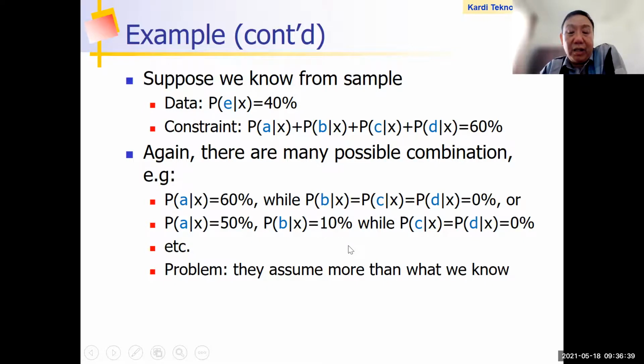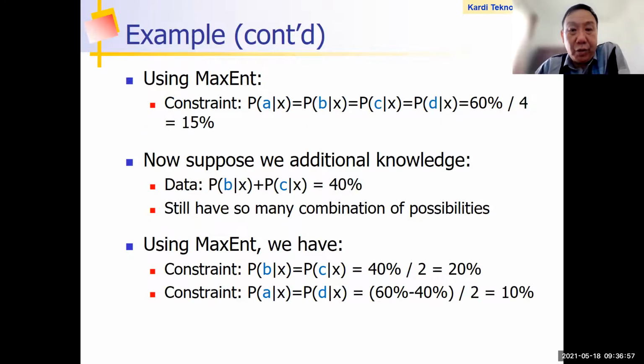Again, what is the best assumption, that we actually assume nothing? Because all of these numbers represent a certain assumption that we assume, not based on the fact, not based on observation. Then we can use maximum entropy, right? So in that case, you divide this 60% by how many slots? With these 4 slots, then you have 15%.